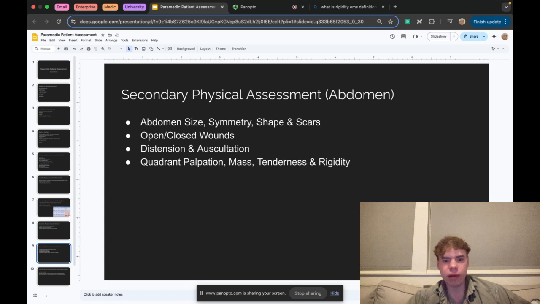And then with the abdomen, same thing, looking for any scars or wounds or distension. The thing with distension and auscultation is that you can also listen to abdomen sounds. You can listen to stomach sounds just like you would listen to the heart. Another thing with distension is if you get on scene and you look at someone's abdomen and their stomach is just really, really puffed up, that's a sign that they're bloated.